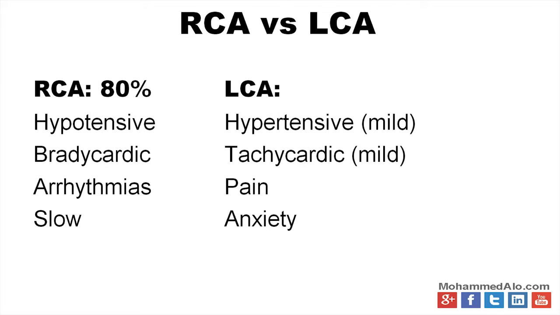So 80% of the time, people have a right coronary artery infarct. The other 20% is a left coronary artery infarct. And you can tell the difference from far away. From outside the room, you can tell. RCAs are usually hypotensive, bradycardic, slow arrhythmias. Everything's like slow, slow, slow, low, low, low. Your left infarcts are usually hypertensive, a little slightly tachycardic. They're in a lot of pain and anxiety and very, very uncomfortable. Everything's kind of ramped up and fast, fast, fast.